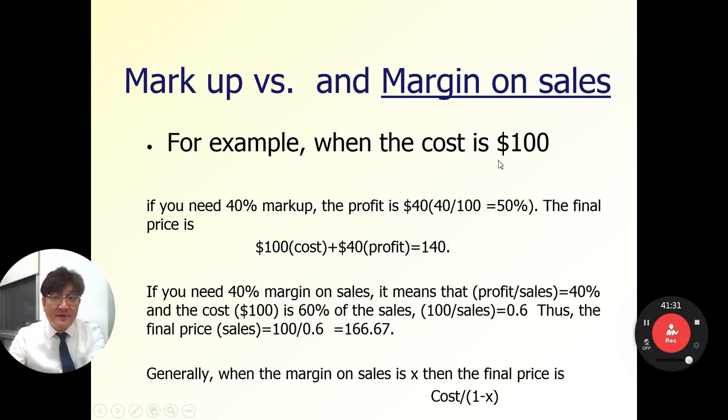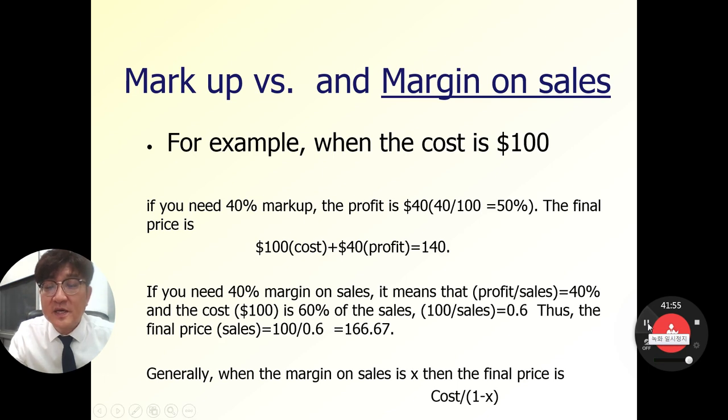For example, suppose the unit cost is 100. If you need 40% markup, the profit is 40 out of 100.